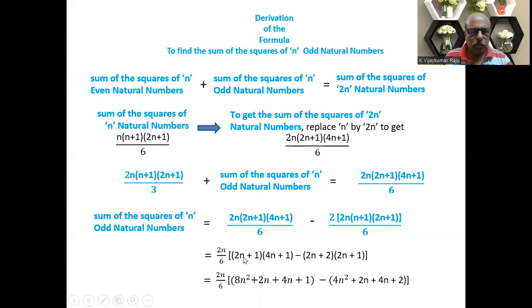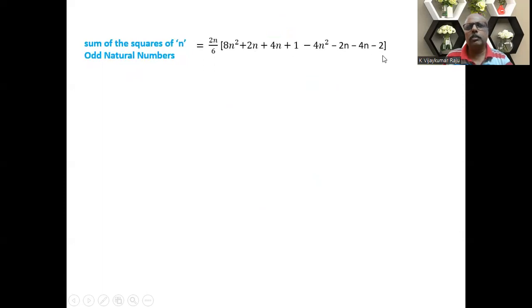So if you multiply, 2n into 4n is 8n square, 2n into 1 is 2n, 1 into 4n is 4n, 1 into 1 is 1, minus 2n into 2n is 4n square, plus into plus is plus, 2n into 1 is 2n, plus 2 into 2n is 4n, plus 2 ones are 2. So this is the expansion or multiplication of these binomials. Now let us see what is next. This is what we have just calculated.